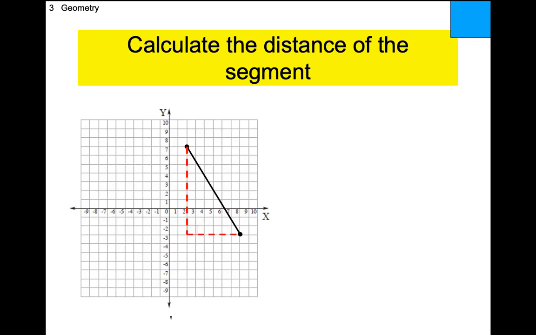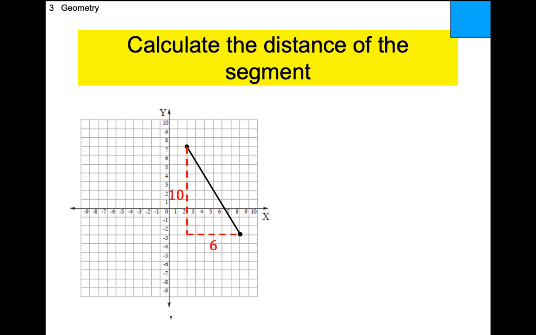Look what I'm doing here, right? Drop a vertical from that upper left point, draw a horizontal from the lower right point, where they come together would form a right angle, making a right triangle. And now we can simply count squares for the vertical segment, the dashed red line, and the horizontal segment. Literally, I'm just going to count squares. It's 6 squares across, and it's 10 squares high.